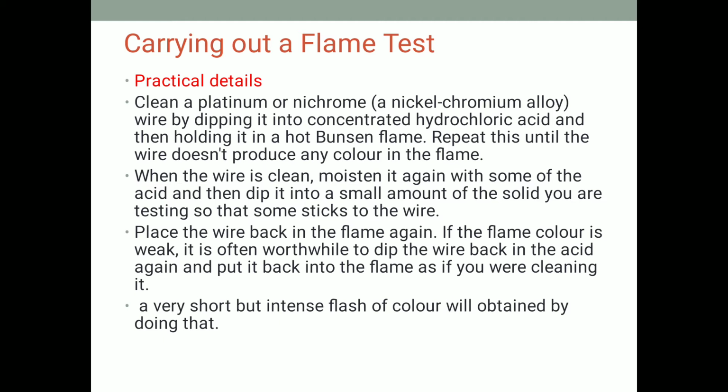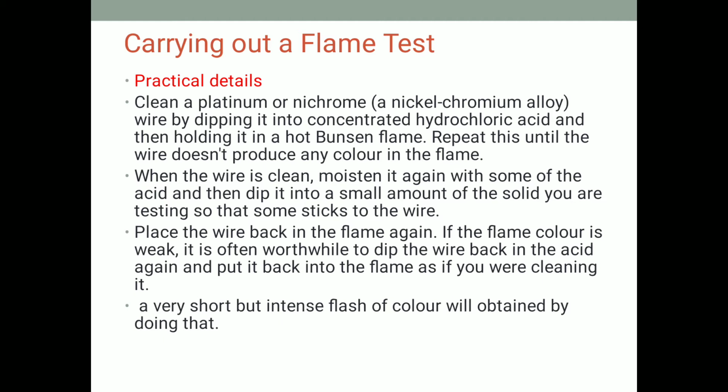Dear student, in this slide you will know how you can carry out a flame test. There are some practical details. First of all, take a platinum or nichrome wire, clean it, and then dip it into concentrated hydrochloric acid, and then hold it in a hot Bunsen flame. Repeat this until the wire does not produce any color in the flame.